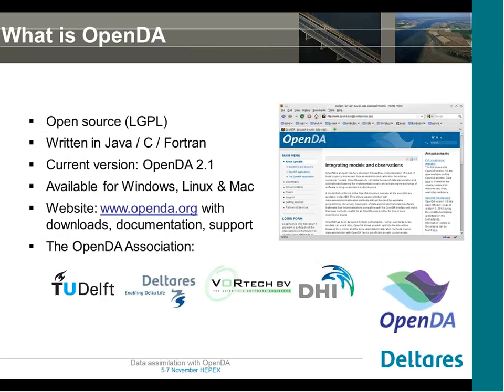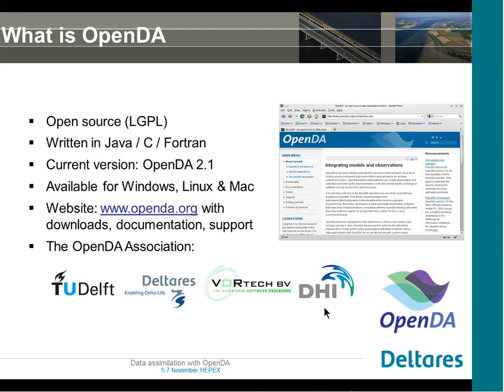It's open source, with an LGPL license. It's written in Java, C, and Fortran, and it's available for Windows, Linux, and Macintosh. So it's basically platform independent. There's a website, and there's an association. This association is open, so people can join. Recently, besides the three founding fathers, DHI started to join this activity as well, which is very good.